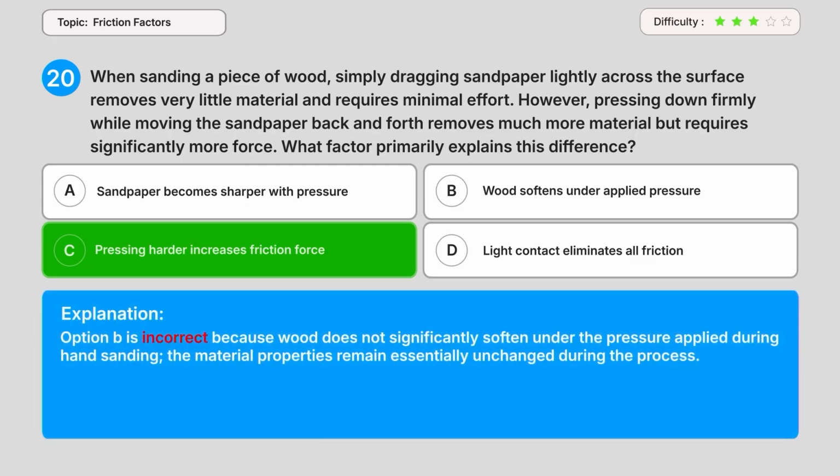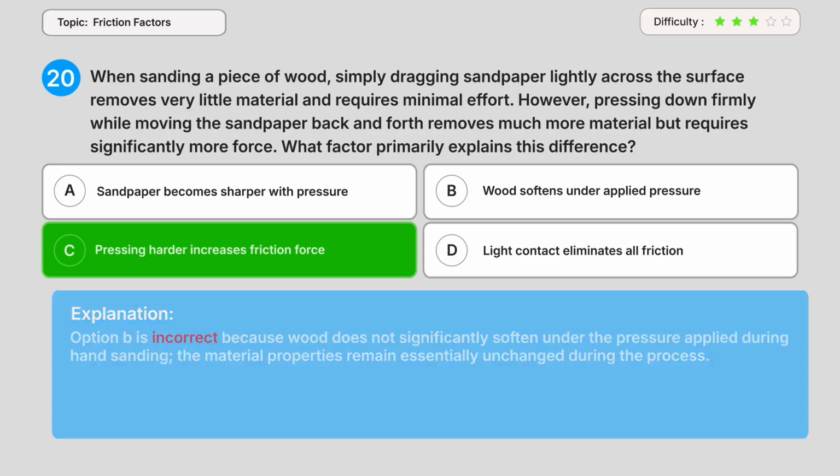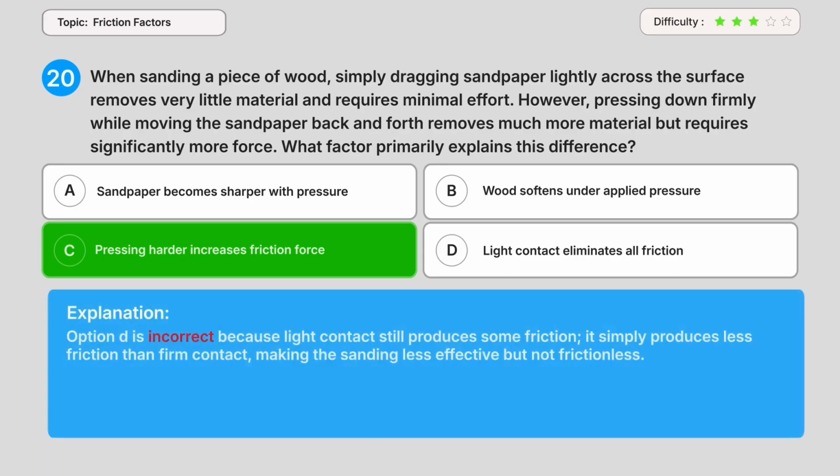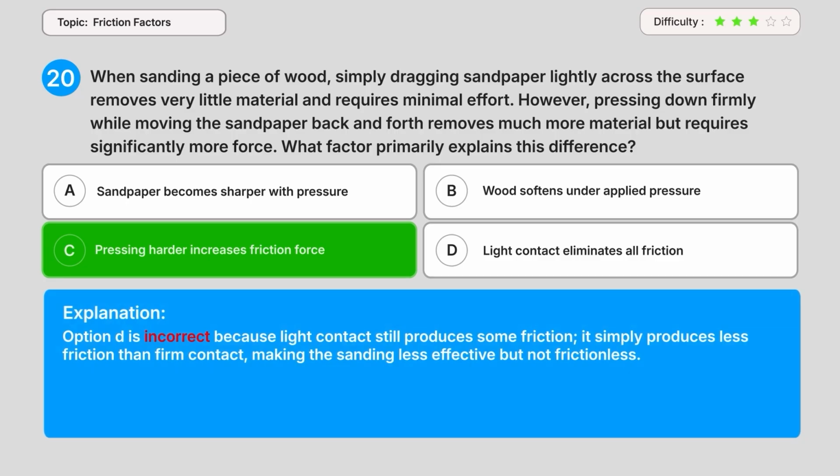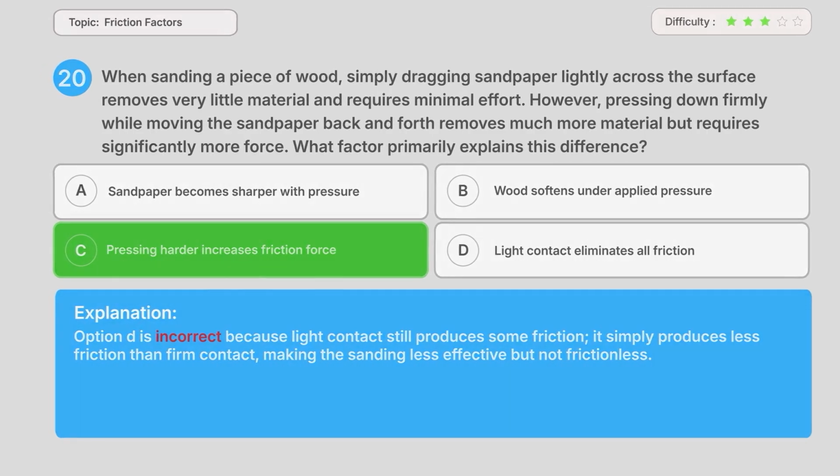Option B is incorrect because wood does not significantly soften under the pressure applied during hand sanding. The material properties remain essentially unchanged during the process. Option D is incorrect because light contact still produces some friction. It simply produces less friction than firm contact, making the sanding less effective but not frictionless.